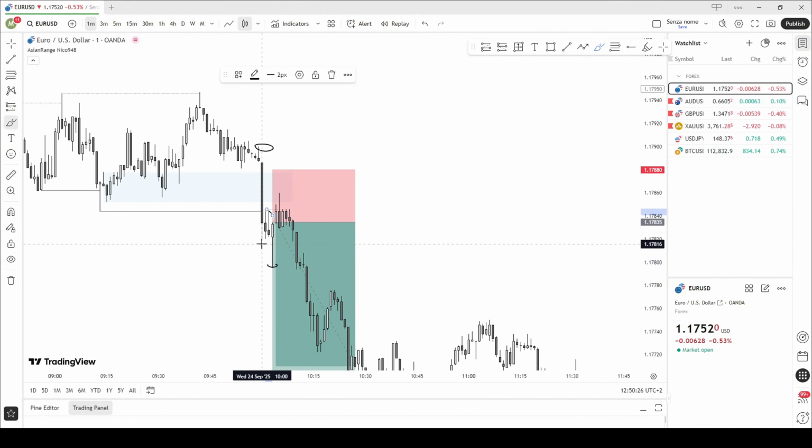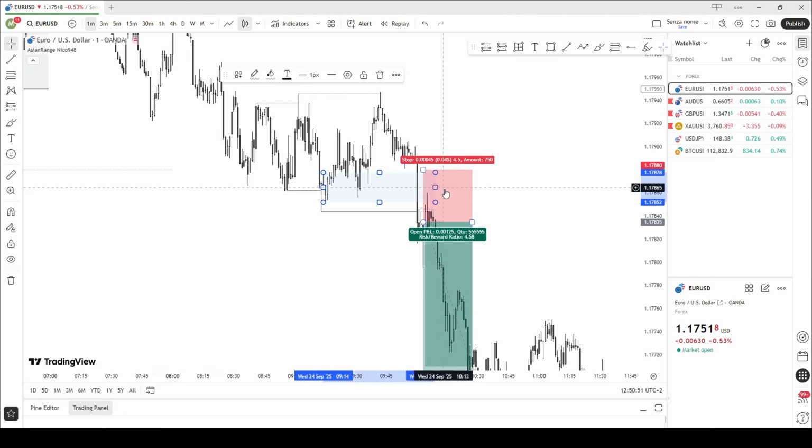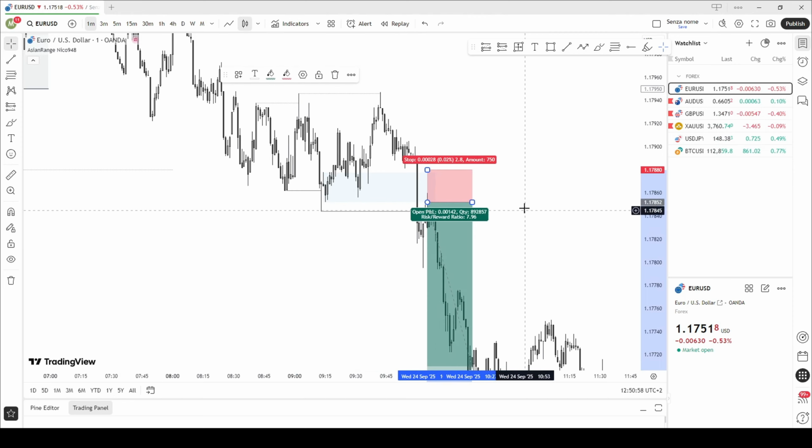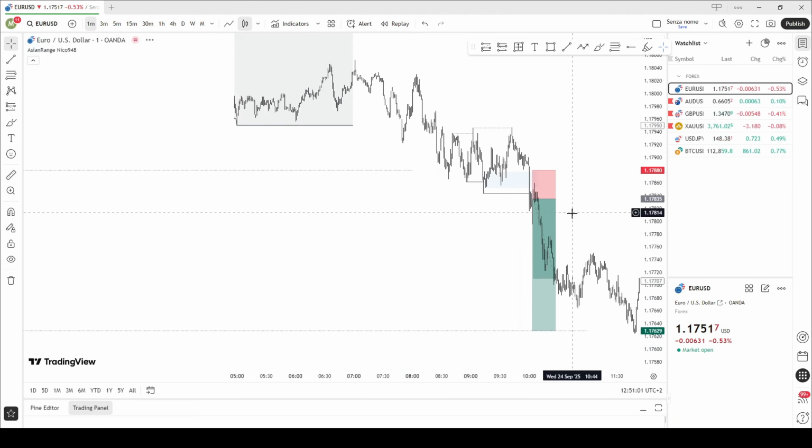on this breaker block, which was this one, but I expanded it to here. This is a 2 minute breaker block, and I entered with stop loss a little bit above, entry here, a little bit late. This was going to be 8R, but I was a little bit late, but it's fine.